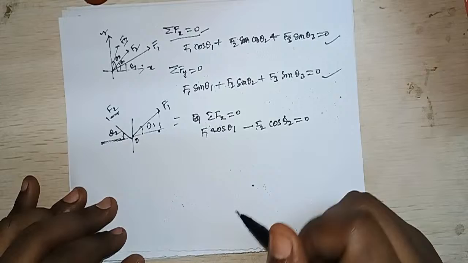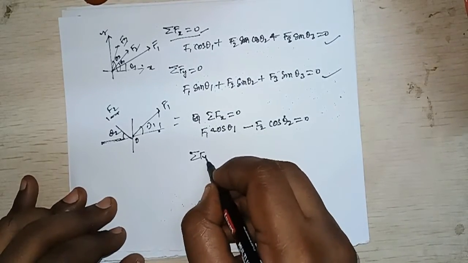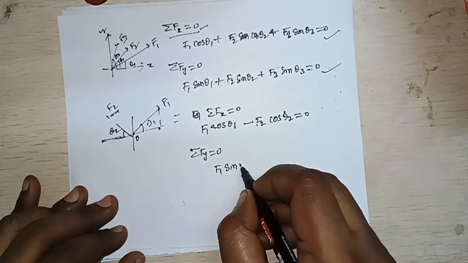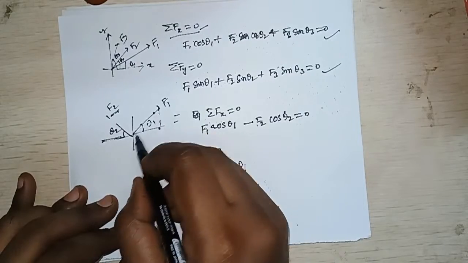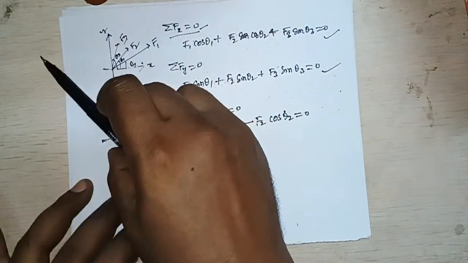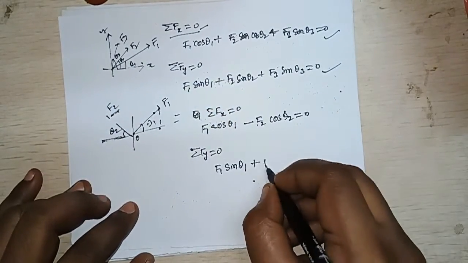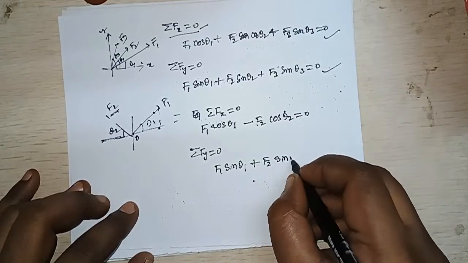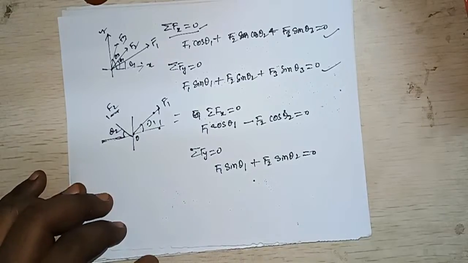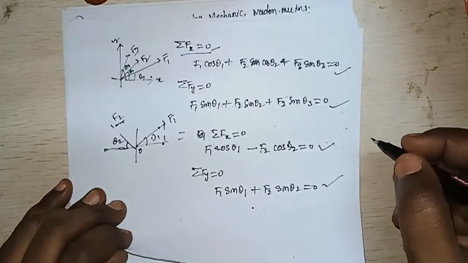How will the vertical forces be? Sigma F of y is equal to 0 is F1 sin theta 1. This particular force is projected on this, and this particular force is projected on this, so both will add. F2 sin theta 2 is equal to 0. So these are the two equations which we have developed from the engineering mechanics point of view.